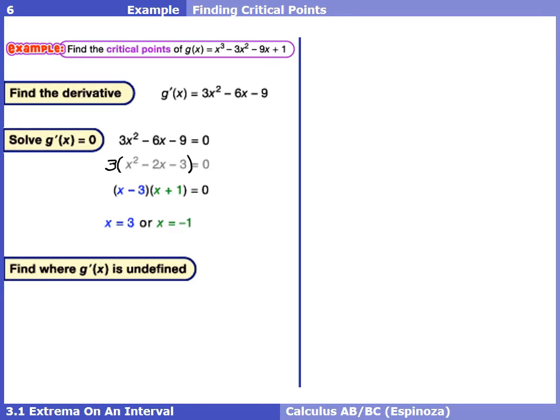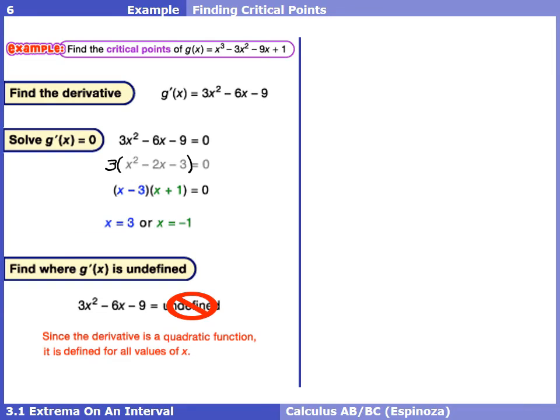Is our derivative undefined? Well, a quadratic function is really never undefined. If we have quadratic functions, they are defined for all x values. We can plug in negative numbers, zeros, positive numbers, and we won't get anything that's undefined, or we won't be dividing by 0 or anything like that. So there are no points where our derivative is undefined, which means our final answer for our critical points is just at x equals 3 and at x equals -1.